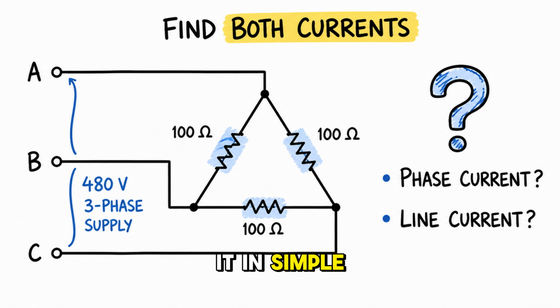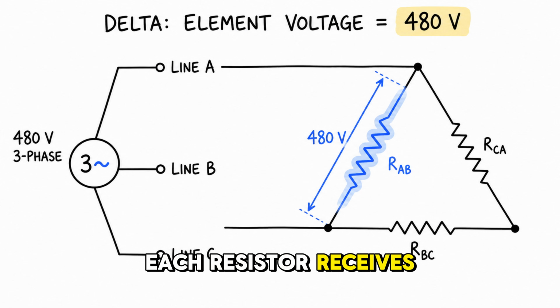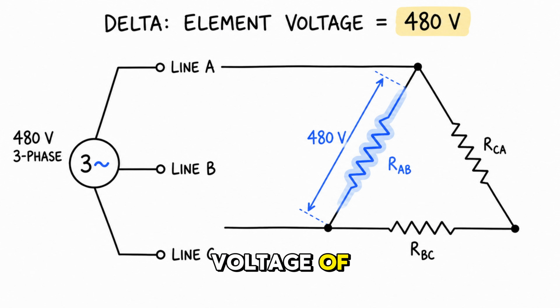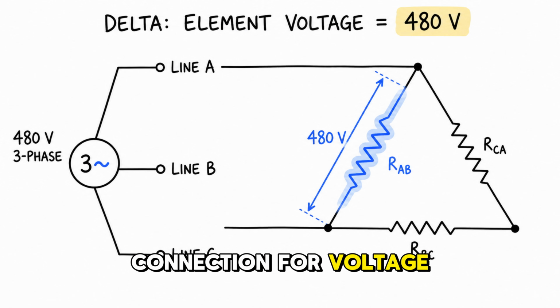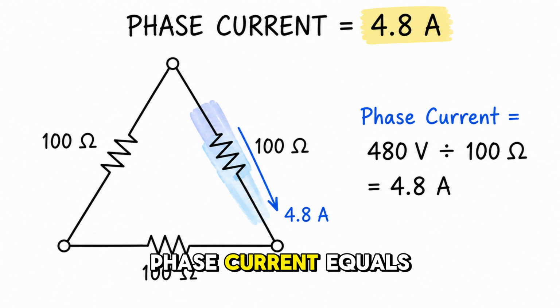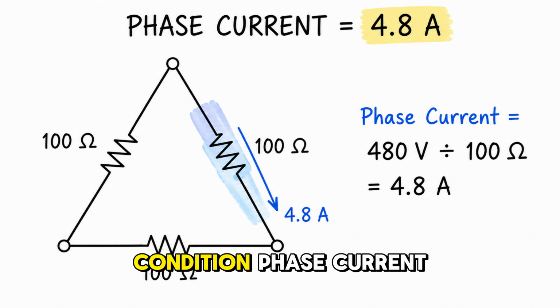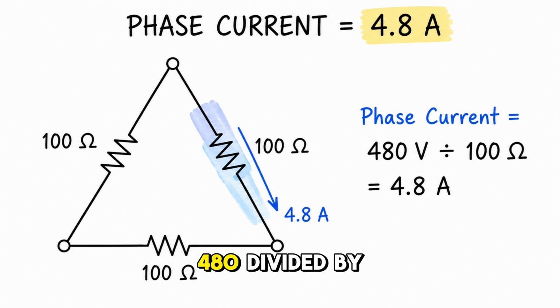Let us understand it in simple language. In a delta-connected load, each resistor is connected directly between 2 line terminals. For this reason, each resistor receives the full line voltage of 480 volts. There is no division by root 3 in delta connection for voltage. We apply Ohm's law to find the current through each resistor. Phase current equals line voltage divided by resistance. In such a condition, phase current equals 480 divided by 100, which equals 4.8 amperes through each resistor.